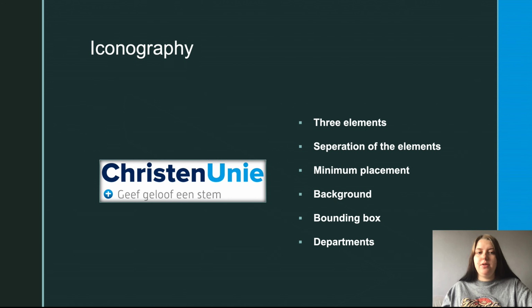I will now tell a little bit about the iconography. The Corporate Identity Manual describes the way ChristenUnie uses their logo. Their logo is divided in 3 parts: the name of the party, the plus sign, and the payoff. They have a few rules to keep it consistent. These 3 elements can only be used in the right ratio.